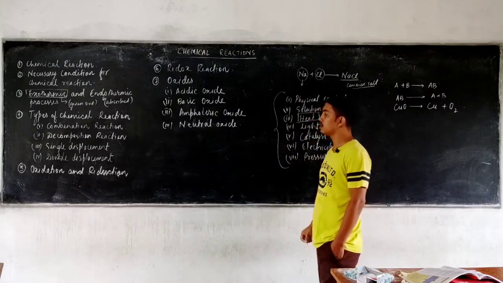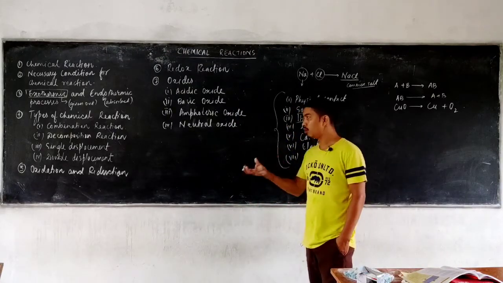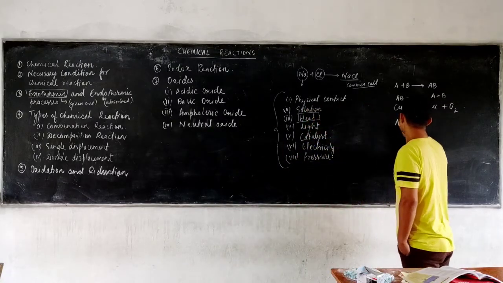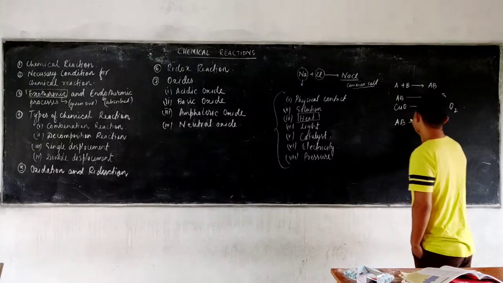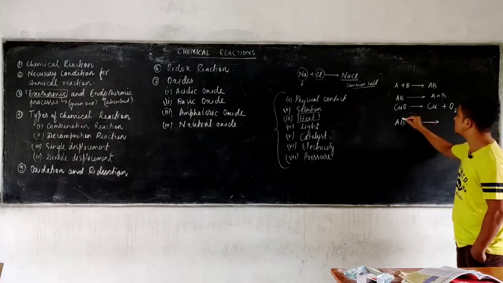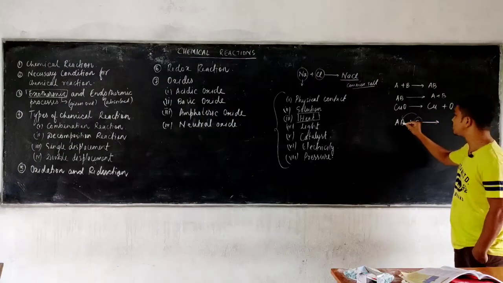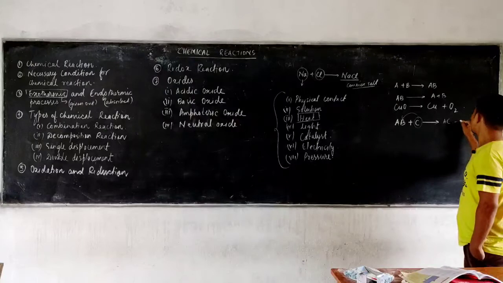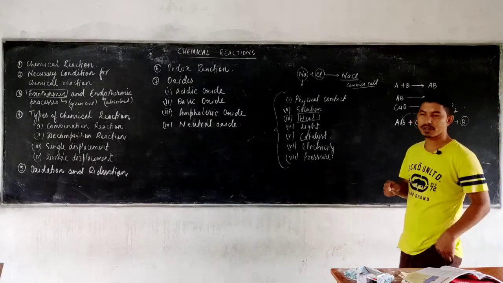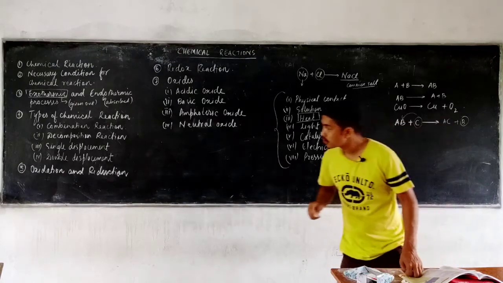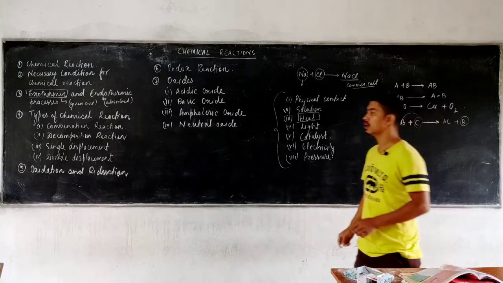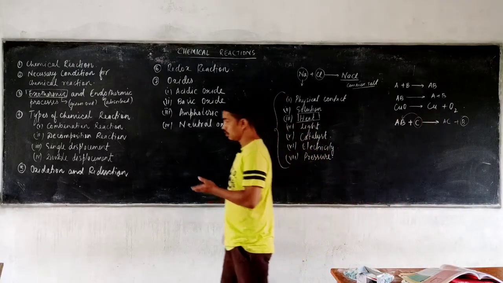Now the third, coming to the single displacement reaction. In this kind of reaction, the more reactive element displaces a less reactive element. Like if I have AB combining with C, in this case, if C is more reactive than B, C will displace B. So I'll get AC plus B. Hence B is displaced. Such a chemical reaction is known as a single displacement reaction. You can go through examples of this in your book.